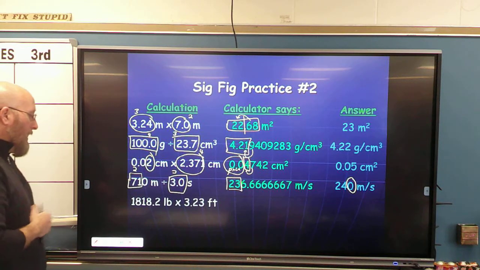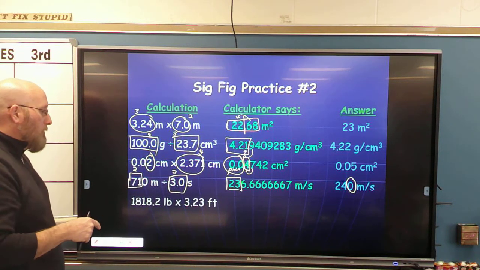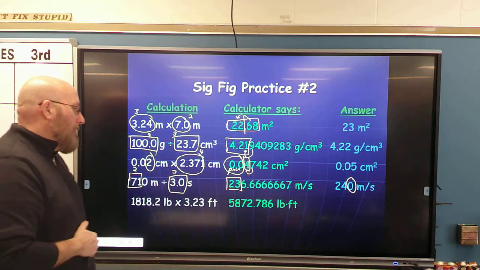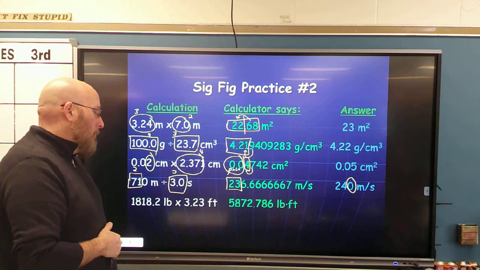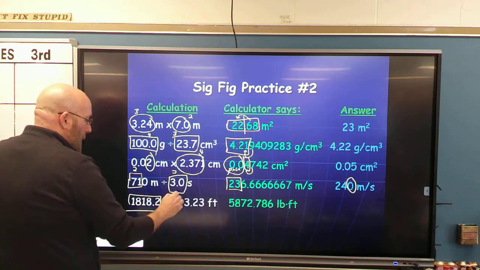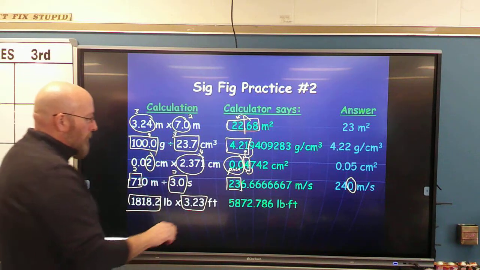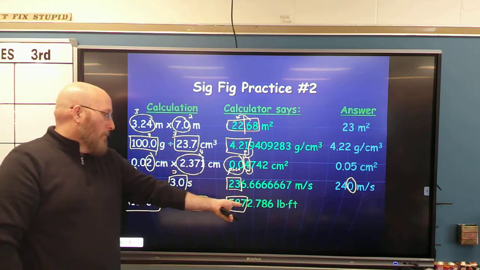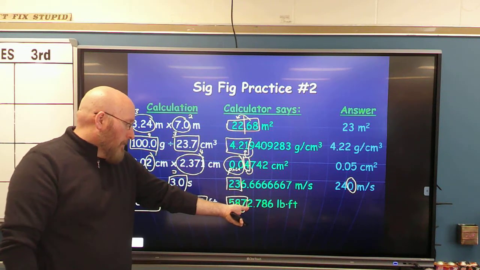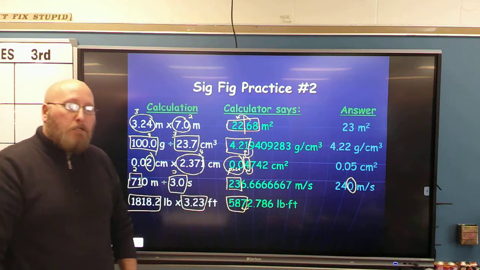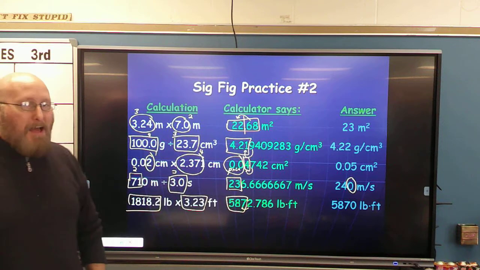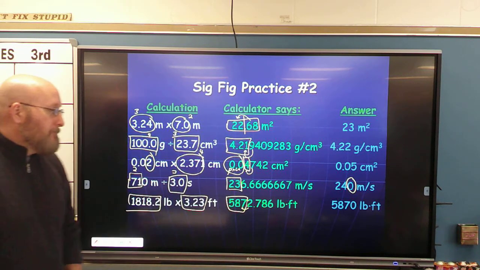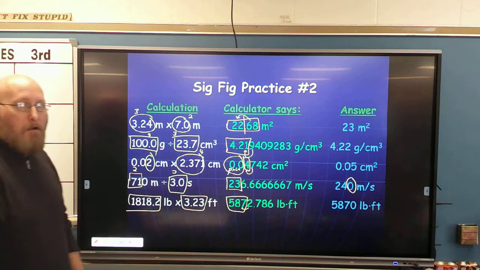All right. How about this one? 1,818.2 pounds times 3.23 feet. When I do the math, I'll get 5,872.786 pound-foot. Now, I got 5 here, and I got 3 here. So my answer has to have 3. So if I do this, 5,872.786, those are the 3 significant ones. That 2 is not going to be significant, but is that 2 going to affect that 7? No, it's going to stay the same. So when I get done, it should be 5,870 pound-feet. Okay? Pretty straightforward, isn't it? As long as you're careful. And if you're not careful, you're going to cause some problems to occur.